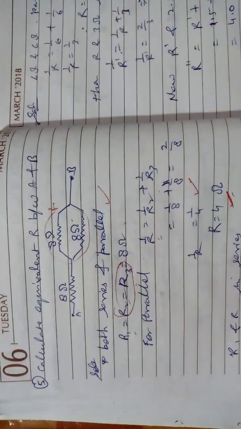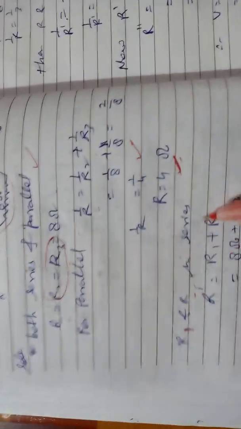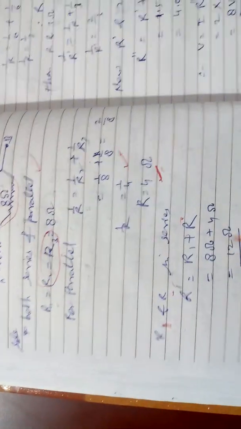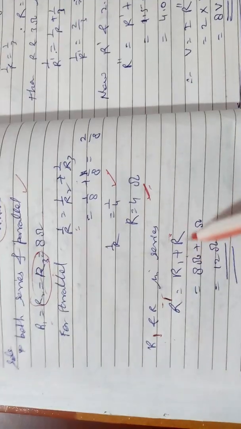Now R and 8 ohm. R1 is the first one. Here R1 and R are in series. So R dash is the resultant. R1 plus R, 8 plus 4, 12 ohm is the resultant of this figure.